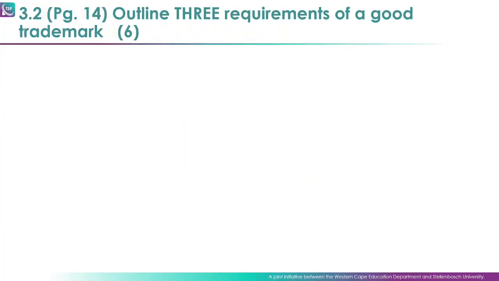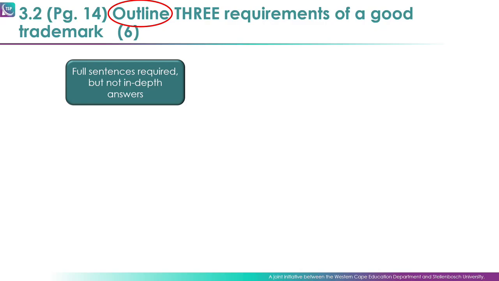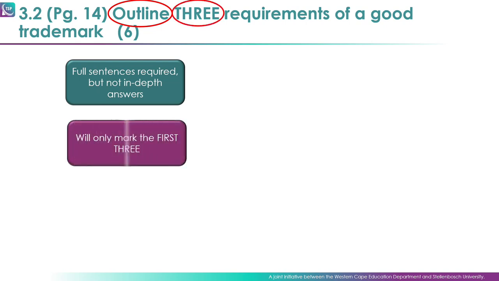All right, the second possible question that we are going to come across is: outline 3 requirements of a good trademark. You should find this question on page 14 of your workbook, so you can work through that. Again, looking at the action verb, outline is indicating that it's lower order, right? And it is required to have a full sentence though. Then 3. Again, we can only mark the first 3, and the mark allocation of 6 tells us that you're going to get 2 marks for each bullet. Again, it needs to be full sentences though.